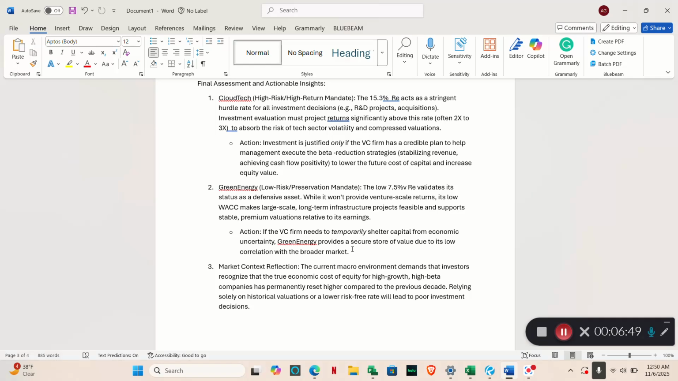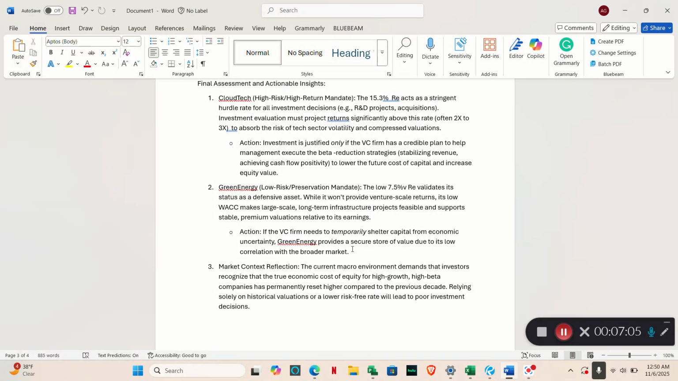My call to action for this: if the VC firm needs to temporarily shelter capital from economic uncertainty, green energy provides a secure store of value due to its low correlation with the broader market.